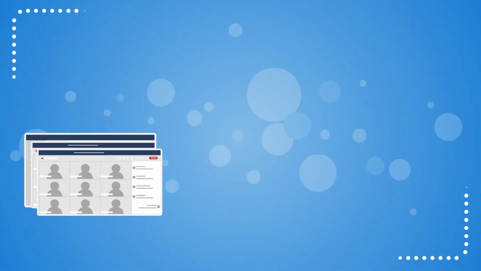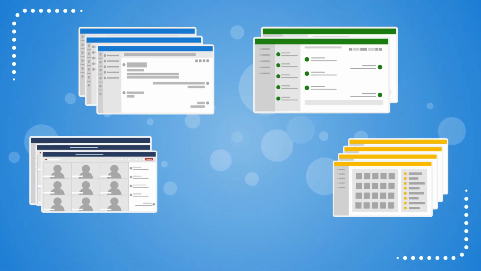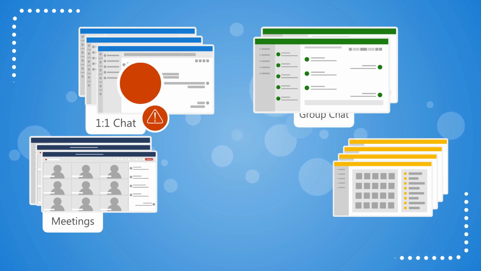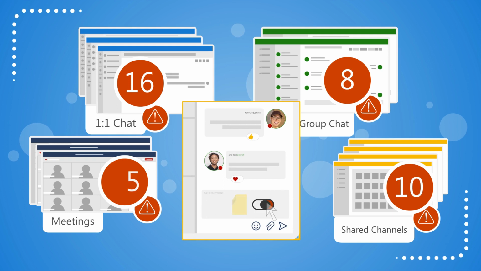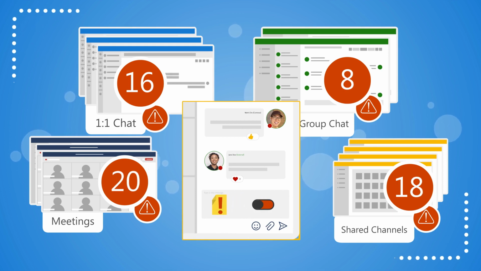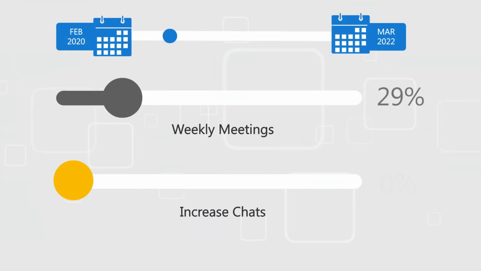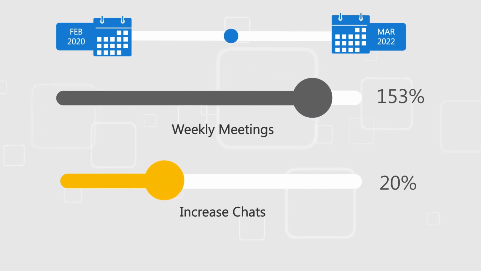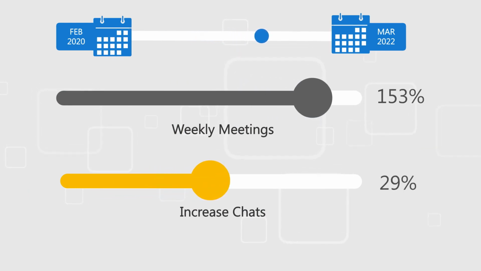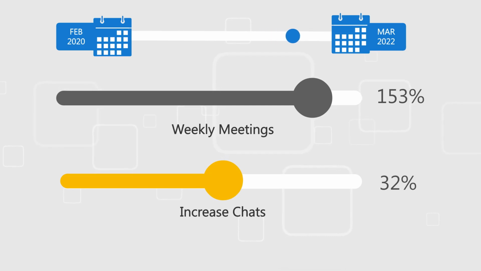The volume of data and content being created and shared daily, one-on-one chats, group chats, shared channels, means more opportunities arise for inappropriate sharing of content. From February 2020 to March 2022, there was a 153% increase in the number of weekly meetings, with 32% more chats sent per week. That's a lot.